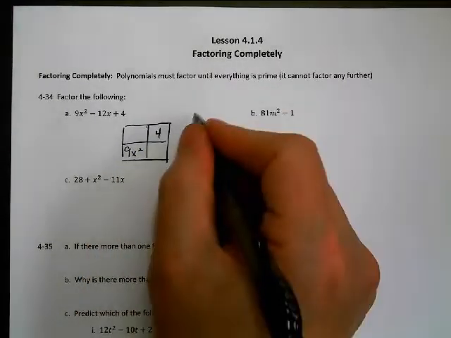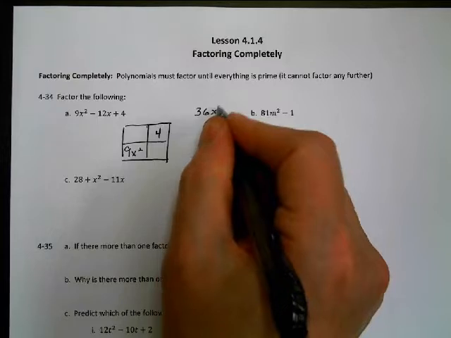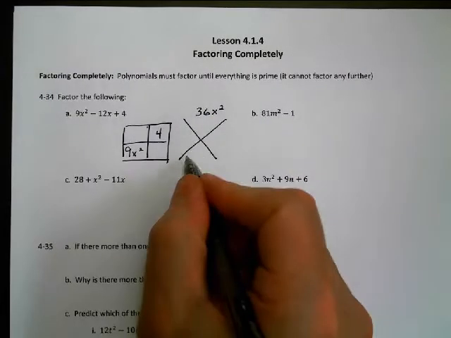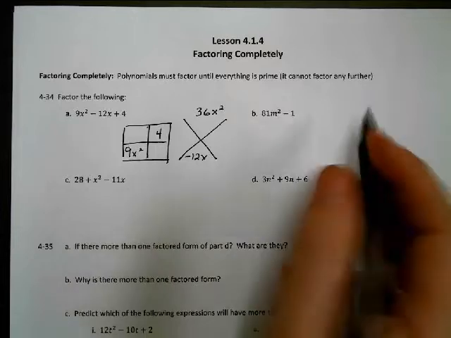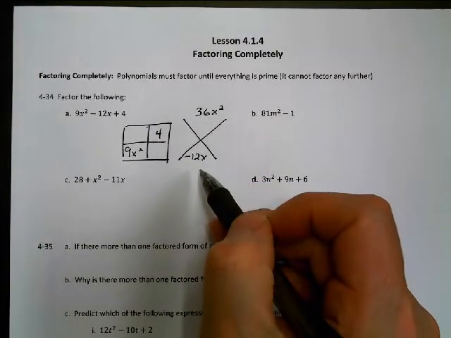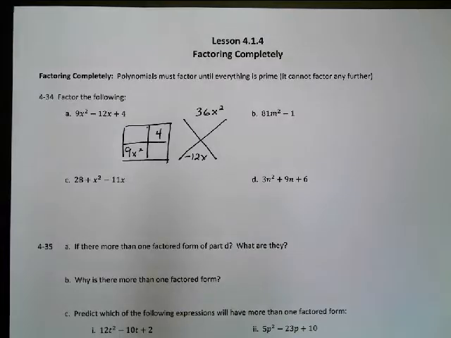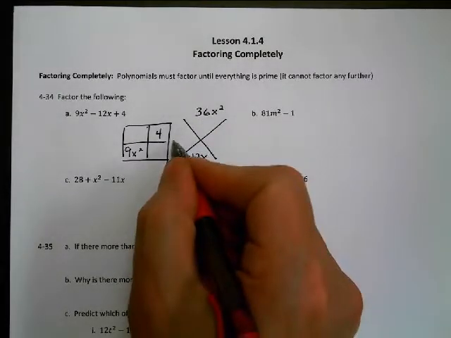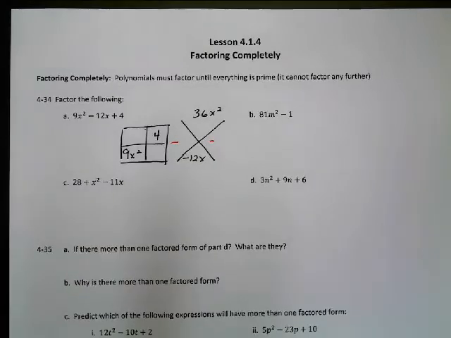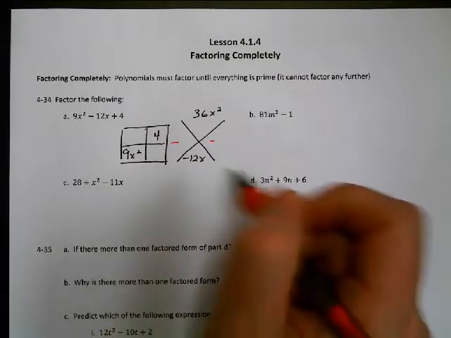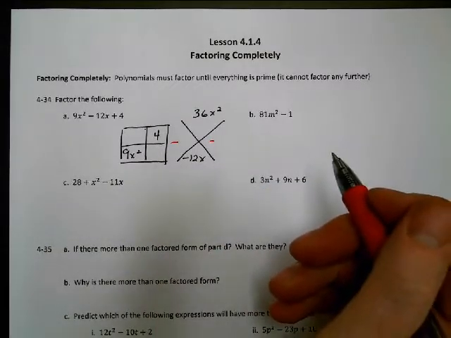So multiplying those two together, I get 36x squared. And then they should add up to be negative 12x. All right, so I want something that multiplies to give me 36, but adds to give me negative 12. This one's a little bit tricky because we're multiplying and getting a positive, but adding and getting a negative. The only way that happens is if both of these numbers are negative. So I need two numbers that multiply to give me 36, but add to give me 12. And both of them are going to be negative numbers.